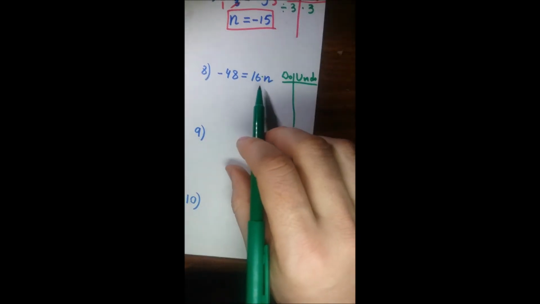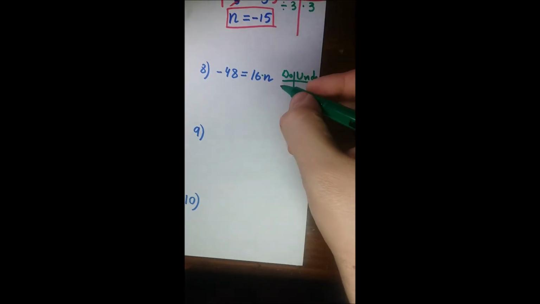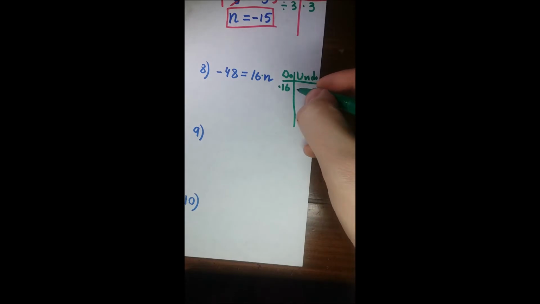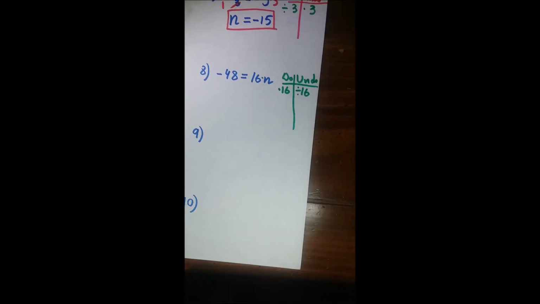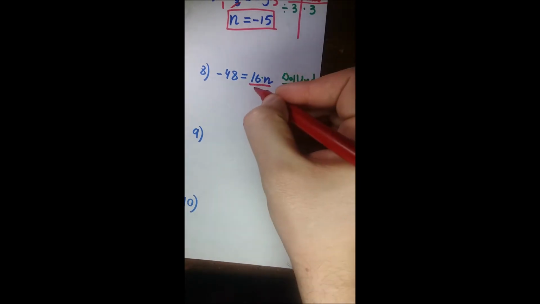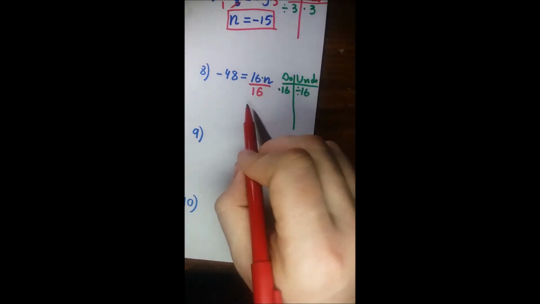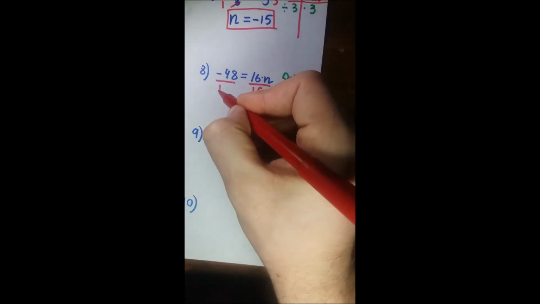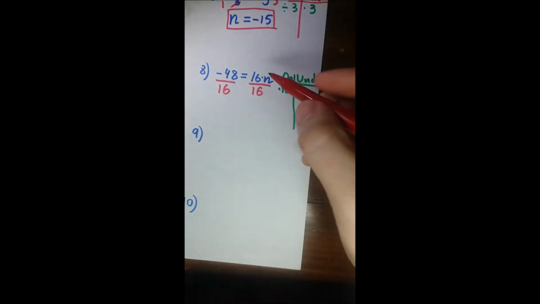Look at that. There's a multiplication sign. 16 is multiplied by n. So you put times 16. Guess how you undo it? Divide by 16. Okay, so how do you divide? Simply put, I'll put a line through it and go ahead. Divide both sides by the same number. Divide them both by 16.